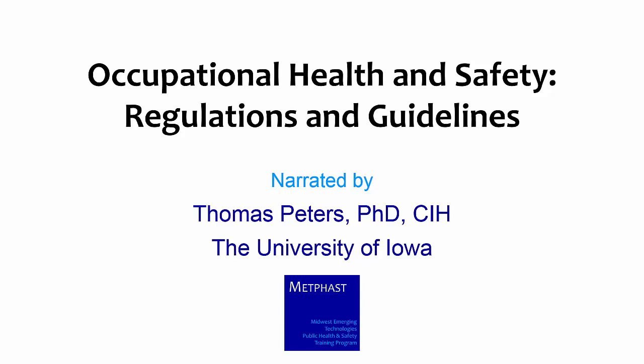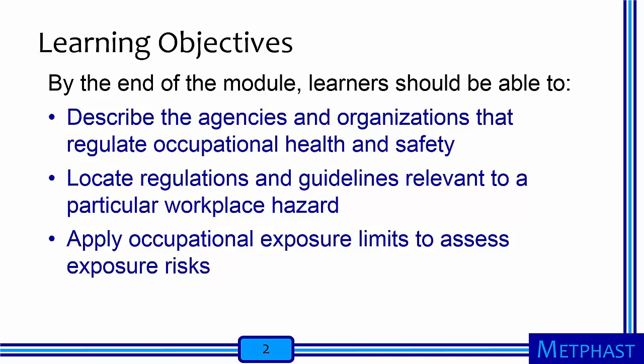Today I'm going to talk about occupational safety and health, regulations and guidelines. By the end of this module, learners should be able to describe the agencies and organizations that regulate occupational health and safety, locate regulations and guidelines relevant to a particular workplace hazard, and apply occupational exposure limits to assess exposure risks.